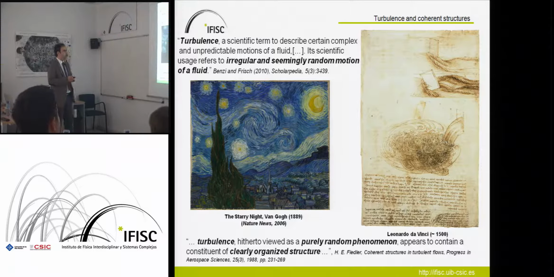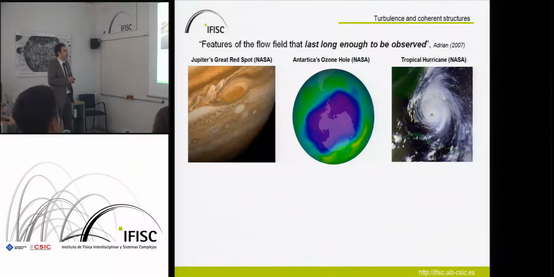So, what are coherent structures in turbulence? Well, there are a lot of definitions. Most of them are numerical, but I very much like this one, which is very general and simple to understand: coherent structures are features of the flow field that last long enough to be observed. Some of these coherent structures are very well known, such as these 3 examples that I show you here. But there are other coherent structures that are not so well known, but are very important in this work.